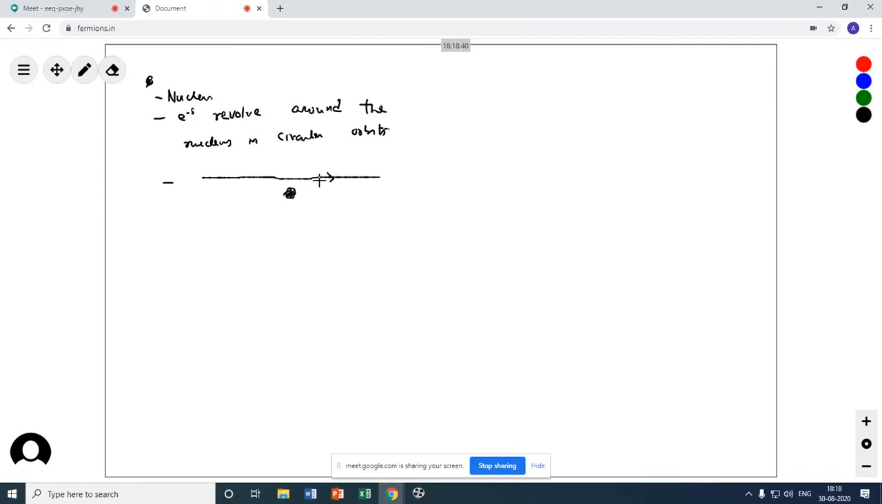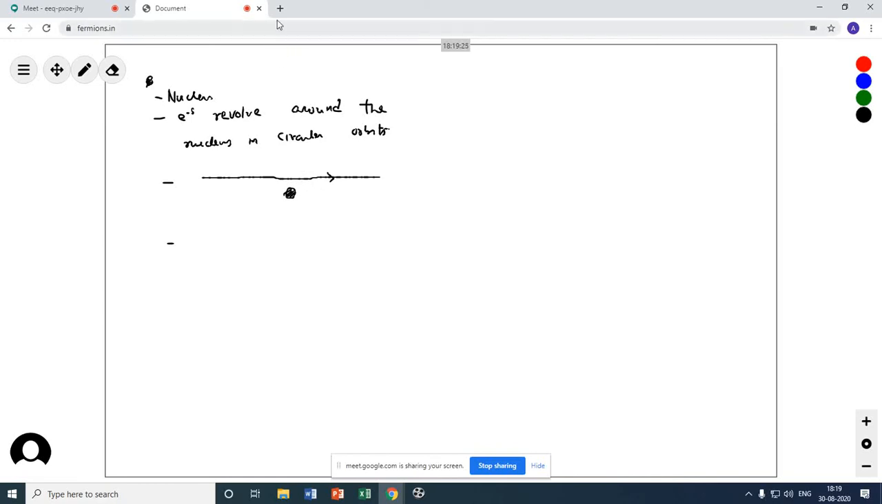And then he said, next one, the atom as a whole is electrically neutral. That is, the sum of the charges on the electron and the nucleus is 0. Okay? Sum of the charges, 0.